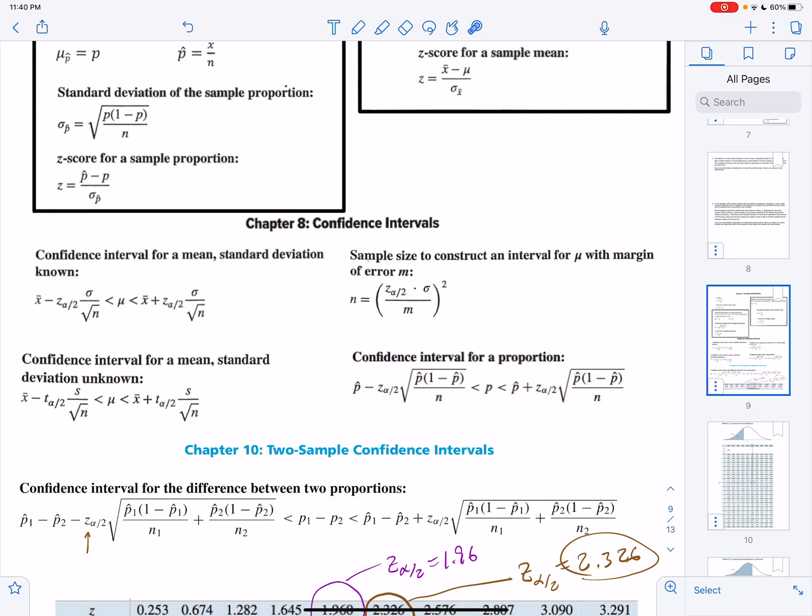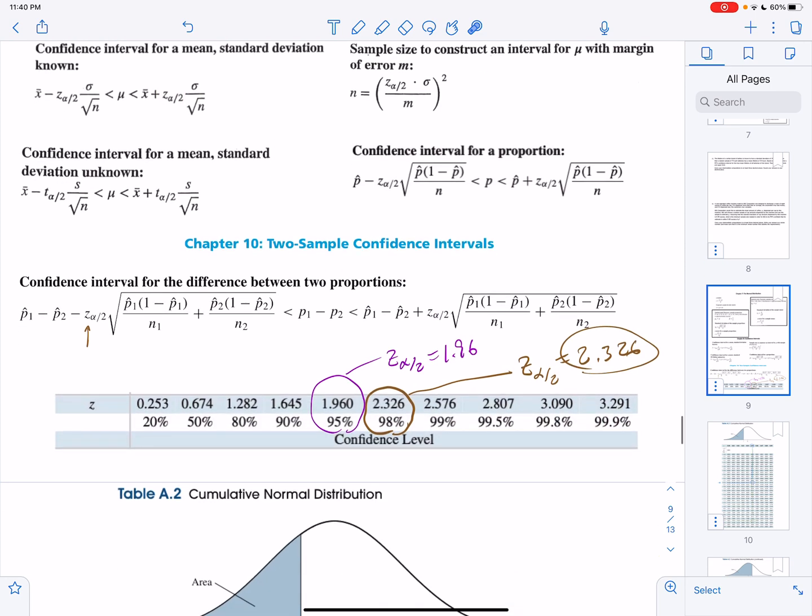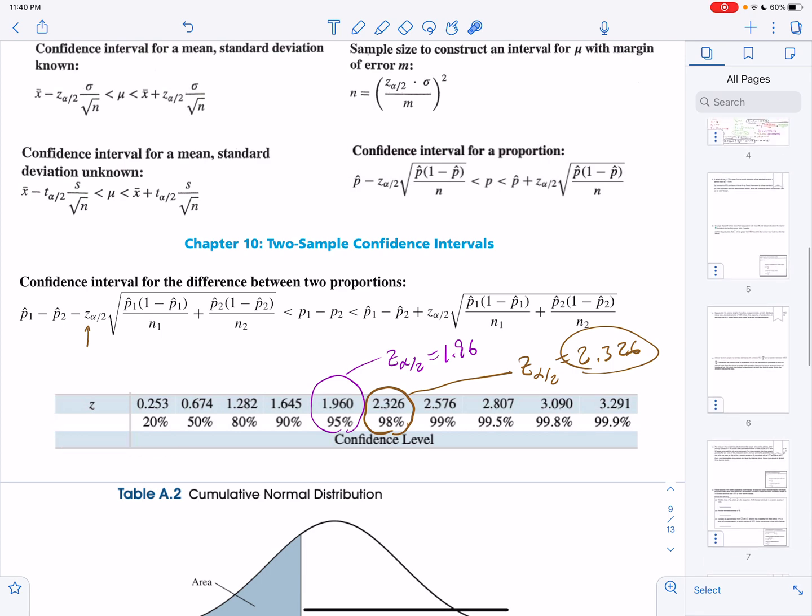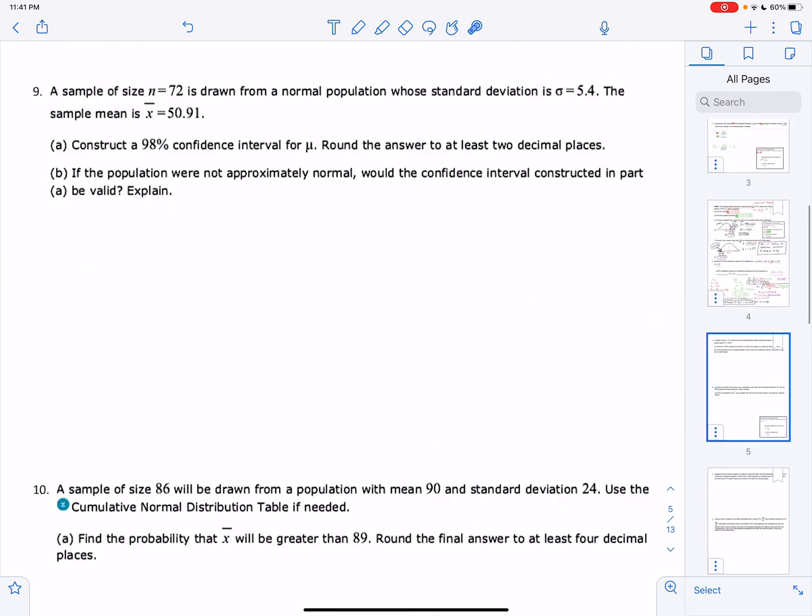Notice this one uses the population standard deviation, and it also uses a critical value that's a z value, which is going to be much easier for us to look up. In fact, we look it up on this chart right here. Okay, so let's do this problem.